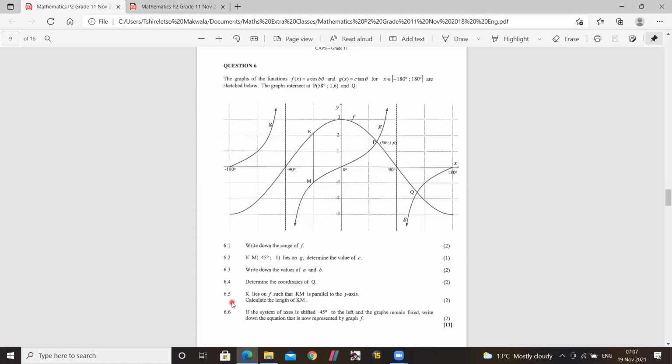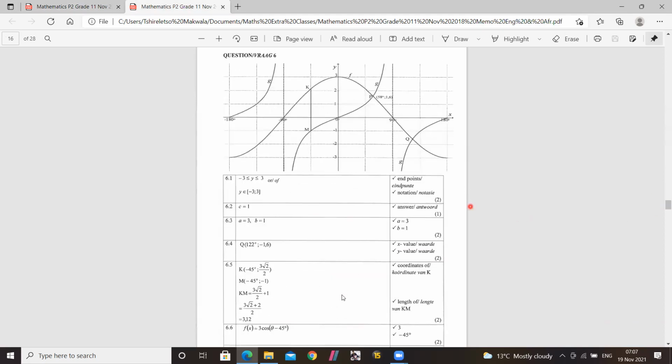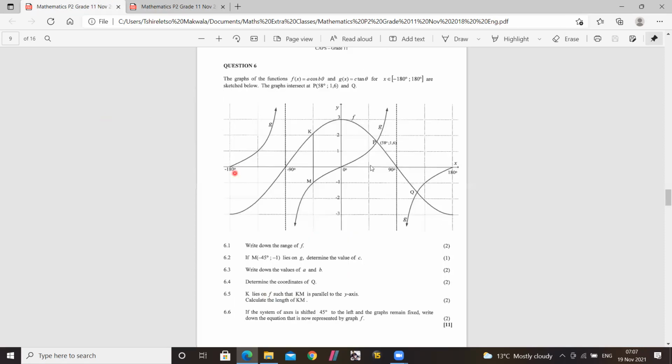Then here, 6.5, K lies on F such that KM is parallel to the y-axis. Calculate the length of KM. So basically this is KM, and they want the length of KM, since this KM is parallel to that. There are many ways for you to calculate this thing here.